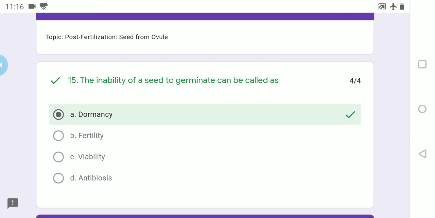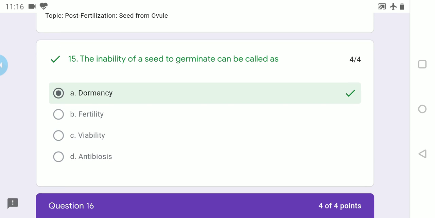Yes, the next question: the inability of a seed to germinate can be called, so that is nothing but dormant seed. I told you earlier about dormancy. As the seed matures, its water content is reduced up to 10 to 15 percent, as well as the metabolic activity, and the embryo may enter into a state of inactivity, also called dormancy, isn't it? When the seed gets favorable conditions like adequate moisture, oxygen and suitable temperature, it germinates. Until then, it will be in the state of dormancy. Is it clear? Yes.